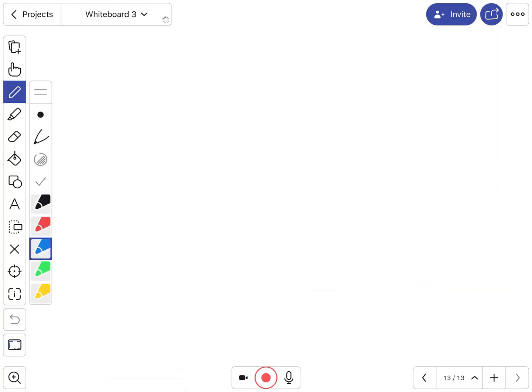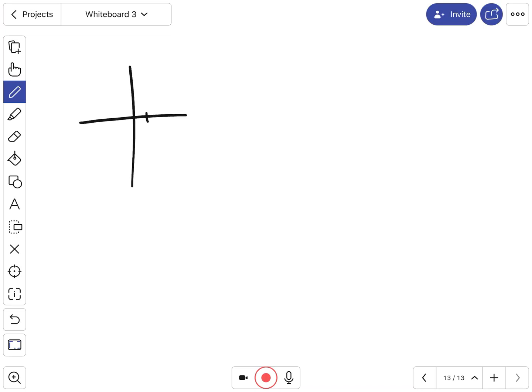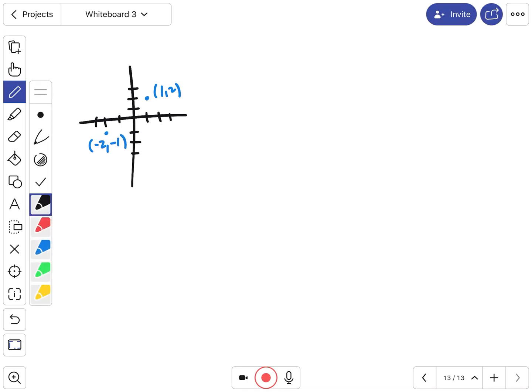The next thing I want you to see, and this won't take long, is on a graph. Let's mark it 3 in each direction. You can pause this whenever you need to, but I'm just going to give you a couple of points here. This point is 1 to the right, 2 up, so that's 1 comma 2. And I'm going to go 2 to the left and 1 down, which is negative 2, negative 1.